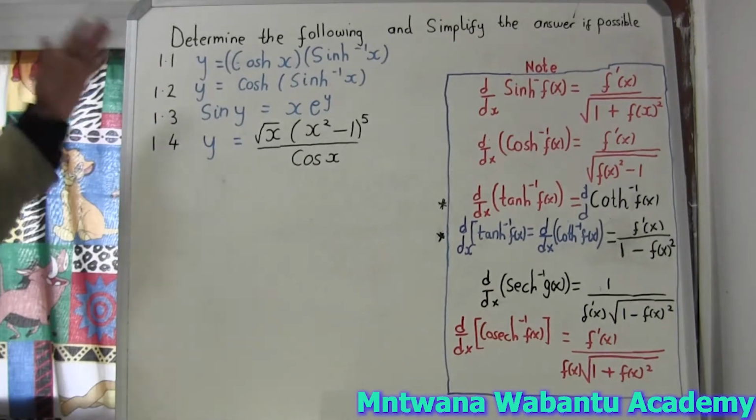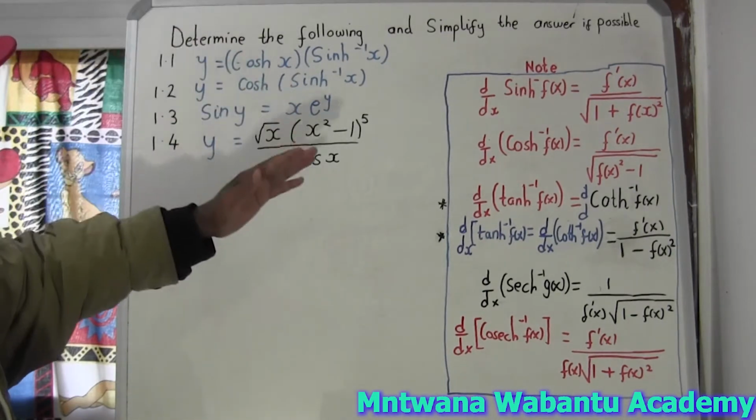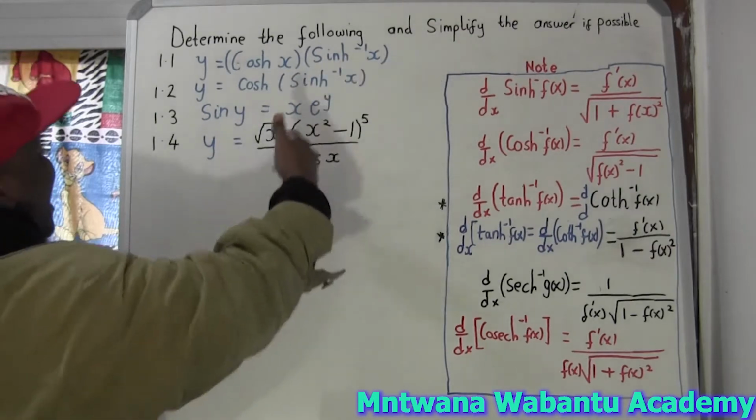So we have a question. Determine the following, simplify the answer. I'm Hamish, right? If possible, my name is Hamish.